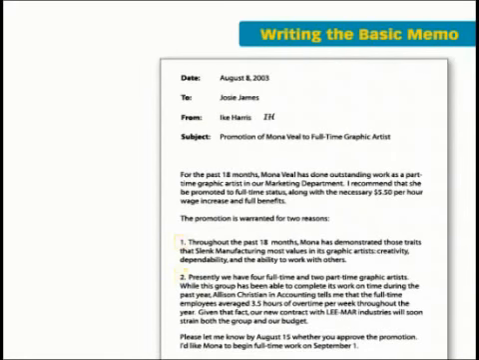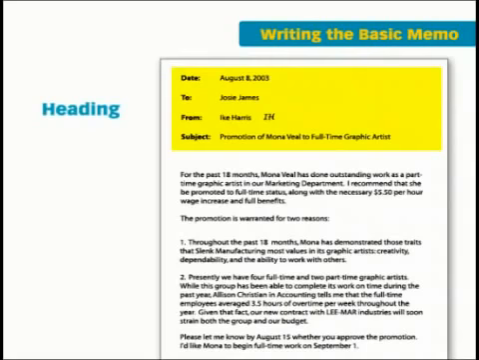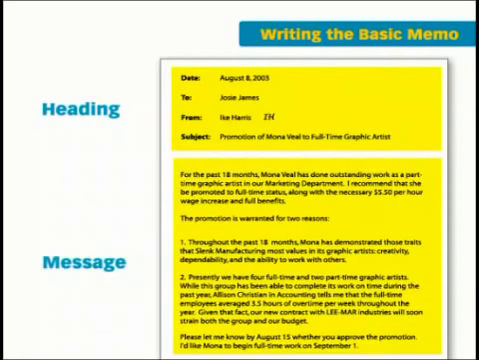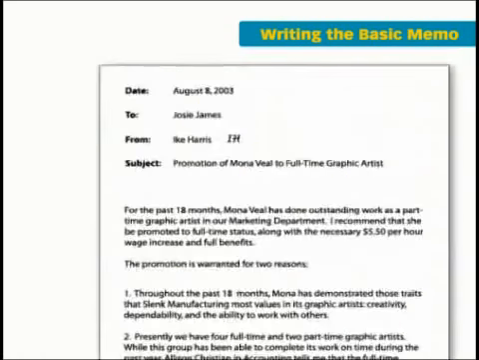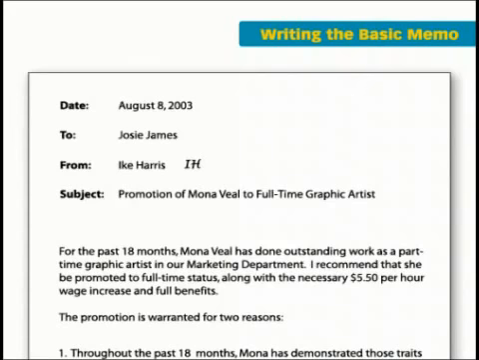Basically, every memo has two parts, a heading section and a message. The headings label the message for present and future reference. The 4 standard headings are aligned vertically for clarity.